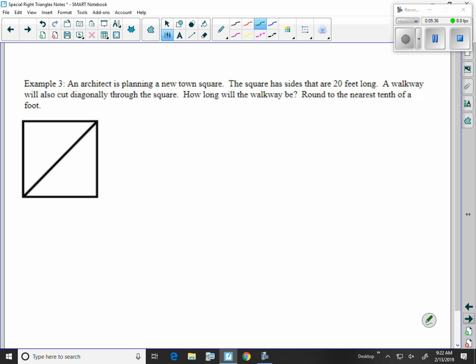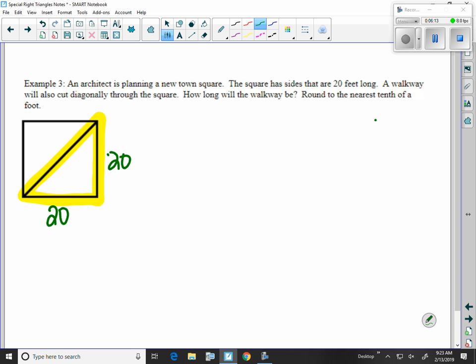Okay. Now, let's do some word problems. We'll do 2 word problems today, but tomorrow's going to be mostly our word problem day. Example 3. An architect is planning a new town square. The square has sides that are 20 feet long. A walkway will also cut diagonally through the square. So if it is 20 on the sides, then you have that diagonal in the middle. What I want you to look at here is I can form a triangle with that diagonal and 2 of the sides. You tracking?